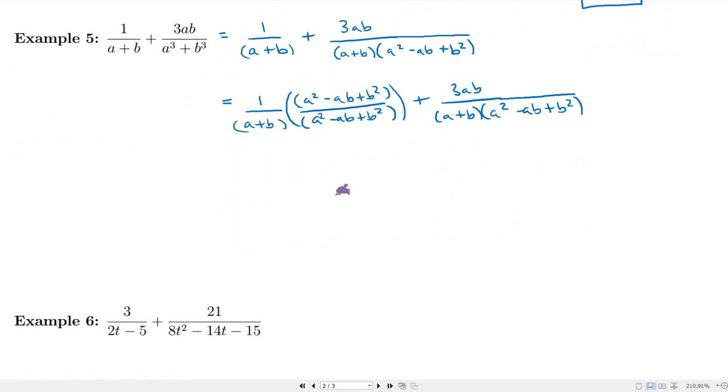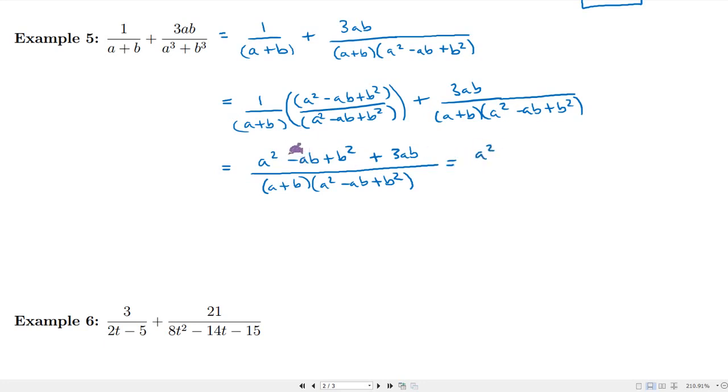So what do we get? We have a squared minus ab plus b squared, and then plus the 3ab, divided by our common denominator, a plus b times a squared minus ab plus b squared. And now what we have here is a squared. These two are common, right? They both have ab's in them. So minus ab plus 3ab gives us positive 2ab, plus the b squared. That's the only other term left over.